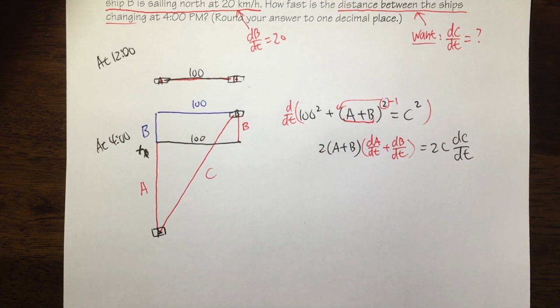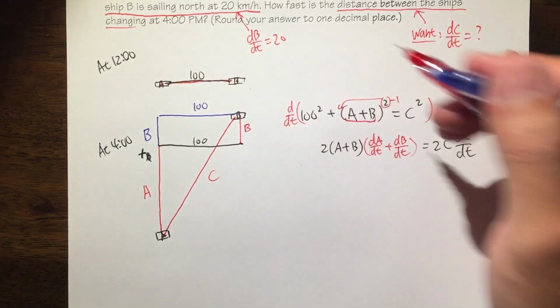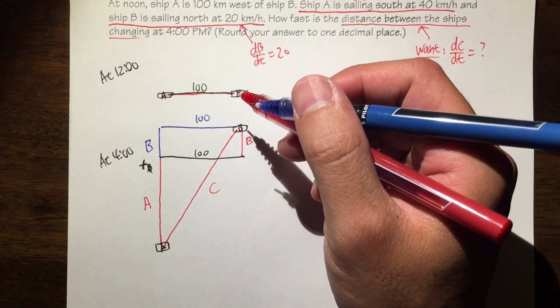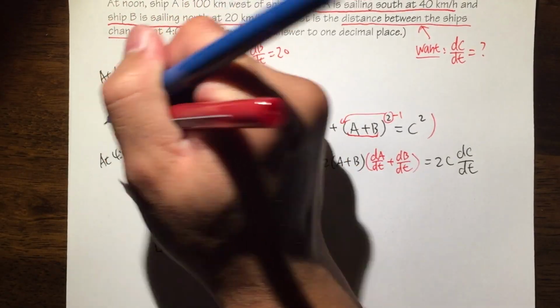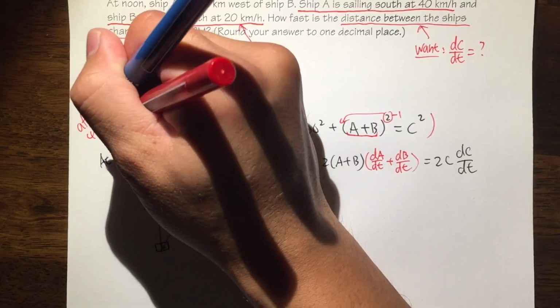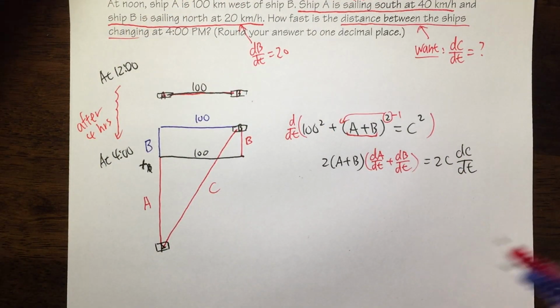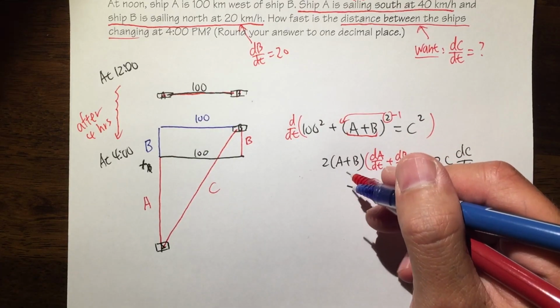Okay, now we have to do some more math right here. This time, we are given that at 4 o'clock, so that means the ships have been traveling for 4 hours. I'll just indicate that this is after 4 hours. I need to figure out how long this distance is, which is the A value right here.